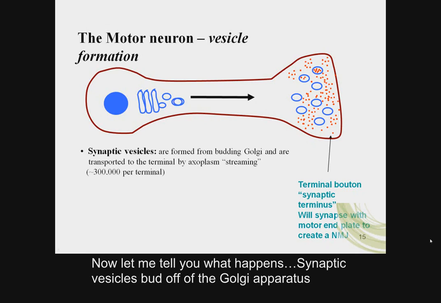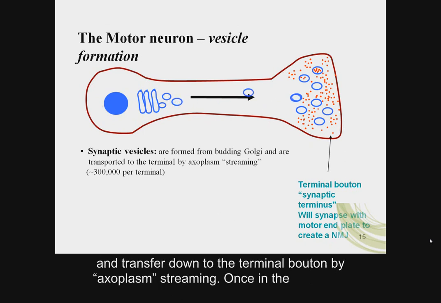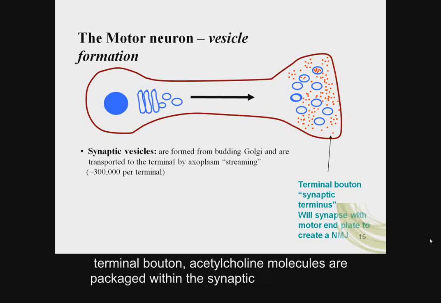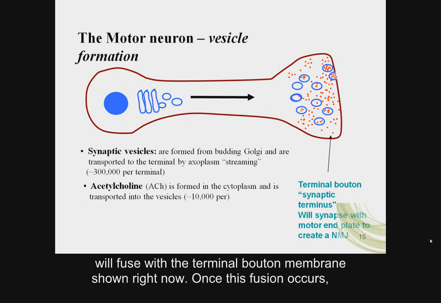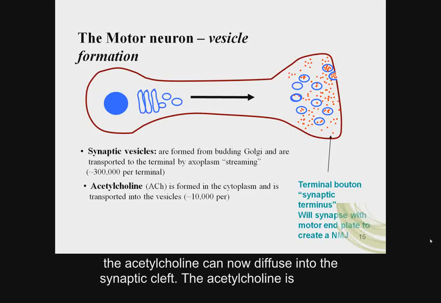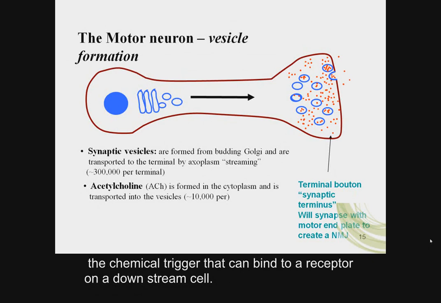Synaptic vesicles bud off of the Golgi apparatus and transfer down to the terminal bouton by axoplasmic streaming. Once in the terminal bouton, acetylcholine molecules, a type of neurotransmitter, are packed within the synaptic vesicles. When an appropriate signal comes through the neuron, the synaptic vesicles will fuse with the terminal bouton membrane, shown right now. Once this fusion occurs, the acetylcholine can now diffuse into the synaptic cleft. The acetylcholine is the chemical trigger that can bind to a receptor on a downstream cell.